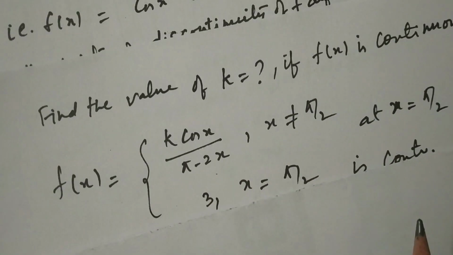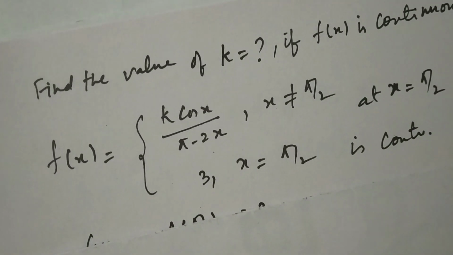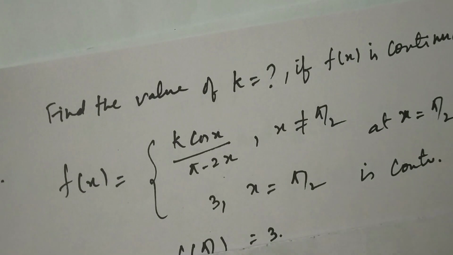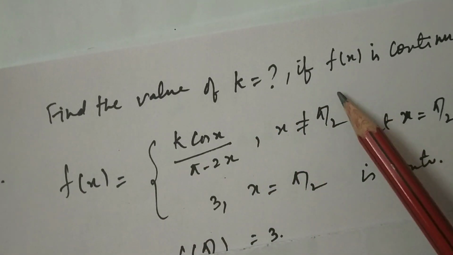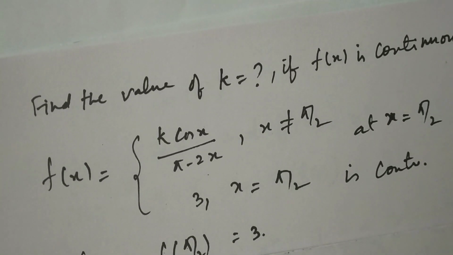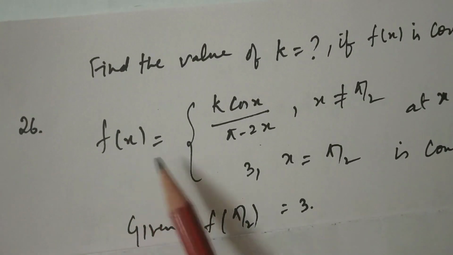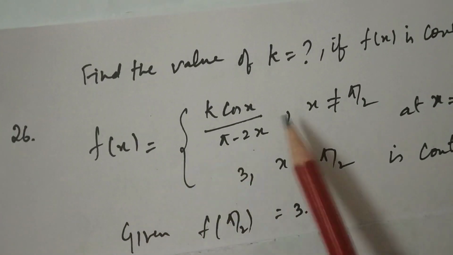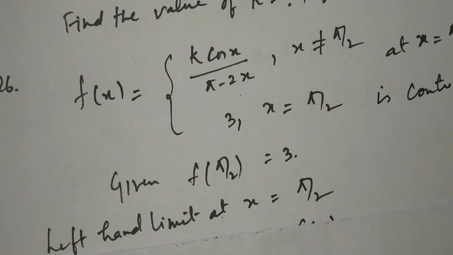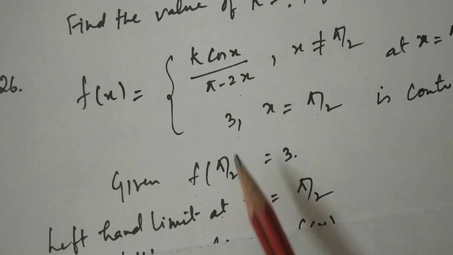Now some again different kind of problem, that is finding the value. If a function is given continuous, then we need to find the value of some unknown number. So in this question number 26, find the value of k if f(x) is continuous. It is given that it is continuous, and then we have to find the value of unknown k here. It is question number 26, exercise 5.1. So f(x) is this function. So first we'll find f(pi by 2), which is given as 3.